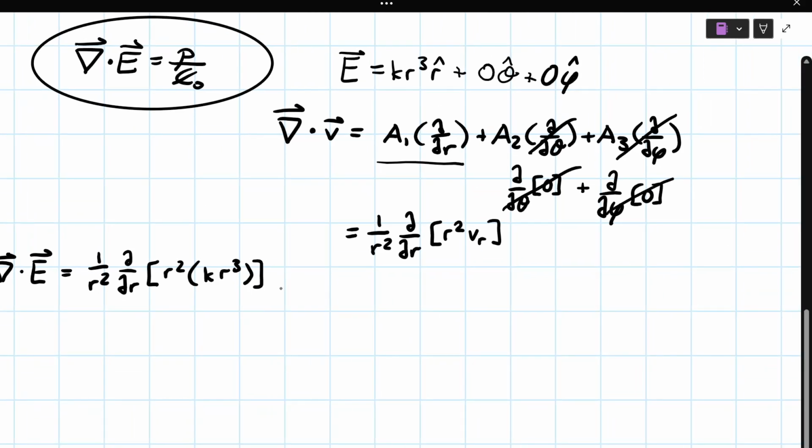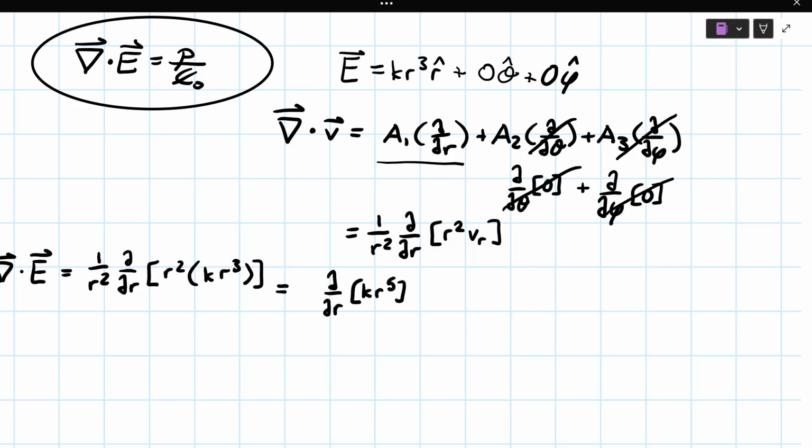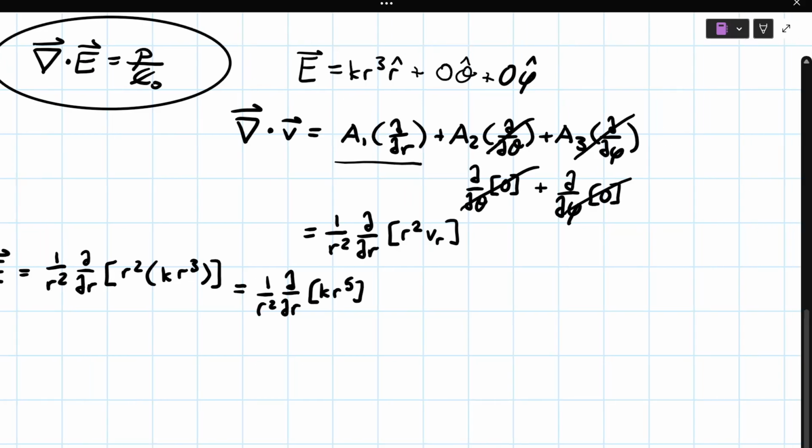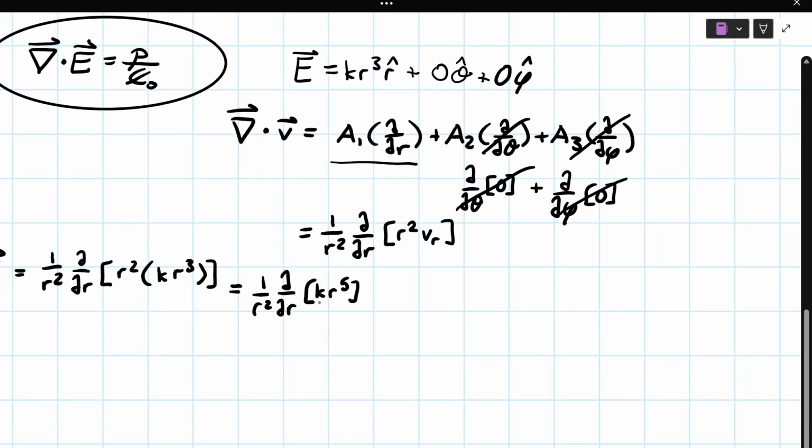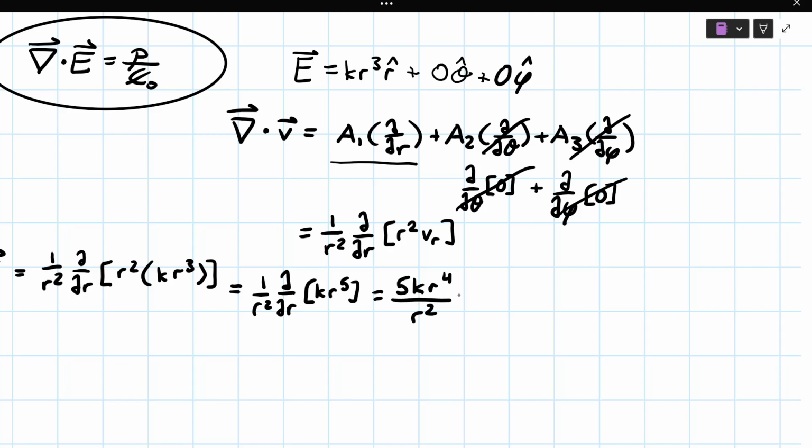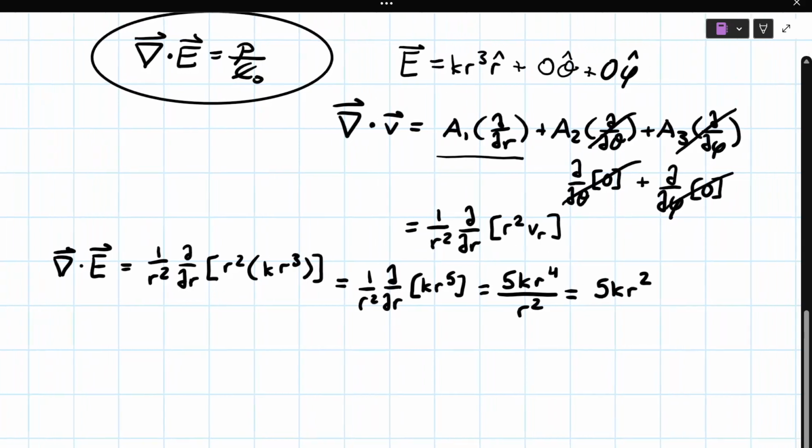And so if we do this, we find adding these together gives us k r to the 5th. Keep that constant in there. And we keep this 1 over r squared out in front. The derivative of r to the fifth with some constant, if we pull it out, just r to the fifth, we get 5r to the fourth. So this is equal to 5k r to the fourth over r squared. And we end up with 5k r squared, and so that's the divergence of E.